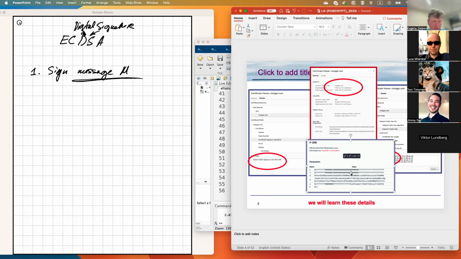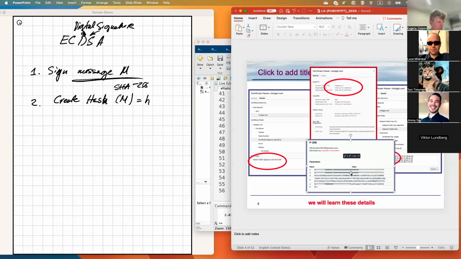So what you do for that? Next, you create a hash, say SHA-256 or something, a hash of M, and let's denote it as H. So far it's understandable, right? You create a hash of the message, so no big deal.